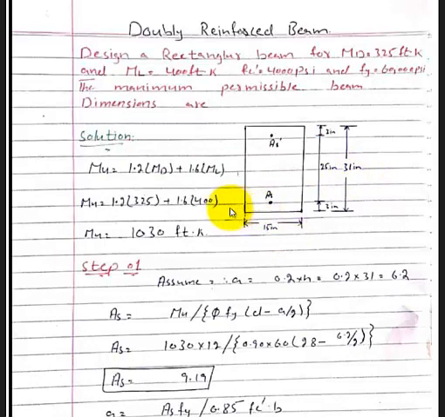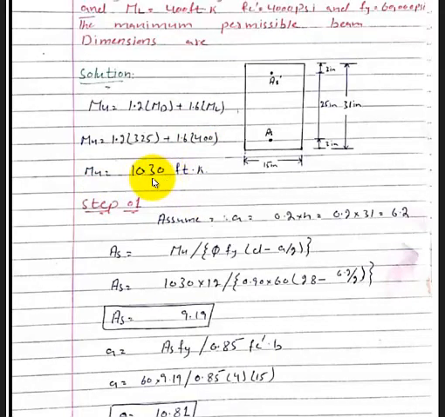So the solution: Mu, the ultimate moment. Changing the service load moments to factored moments, we use 1.2 with dead load and 1.6 with live load. So we multiply 1.2 into 325, the dead load, plus 1.6 into 400, which will give us 1030 feet-kips.